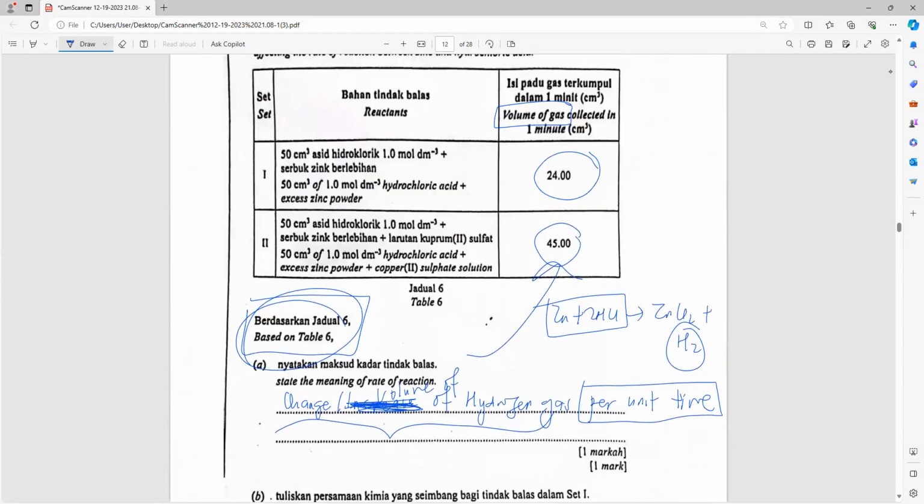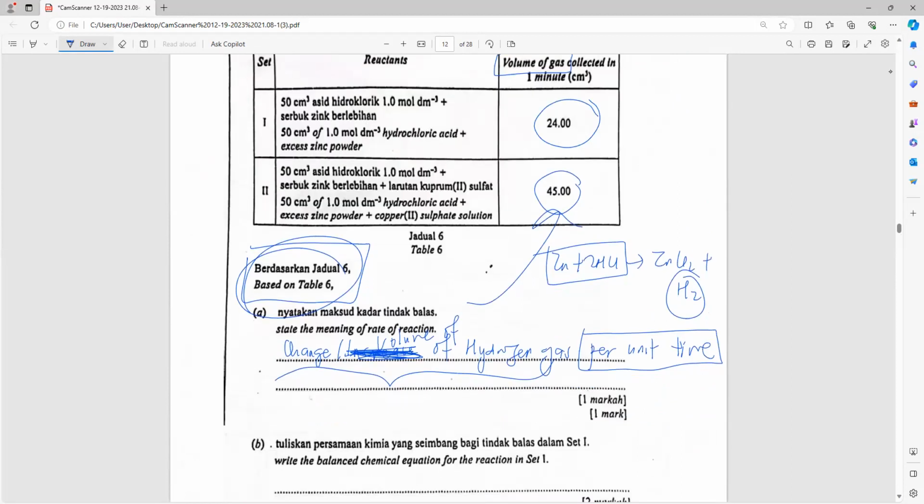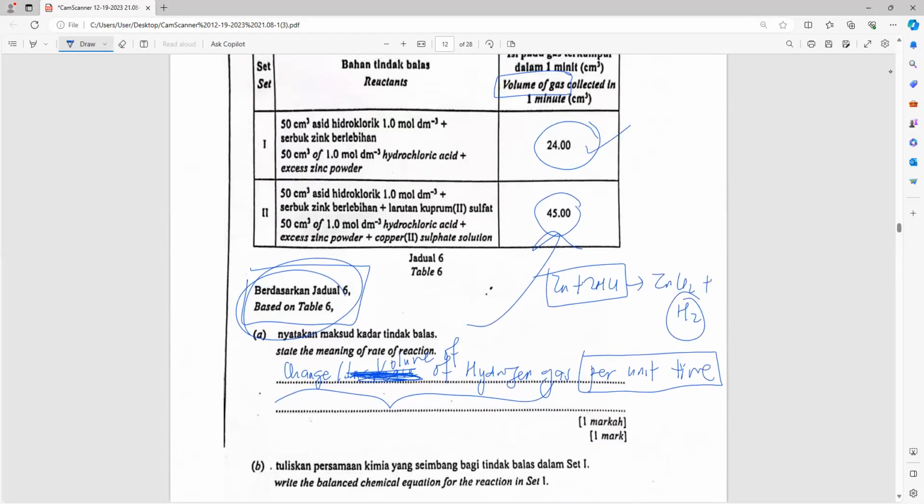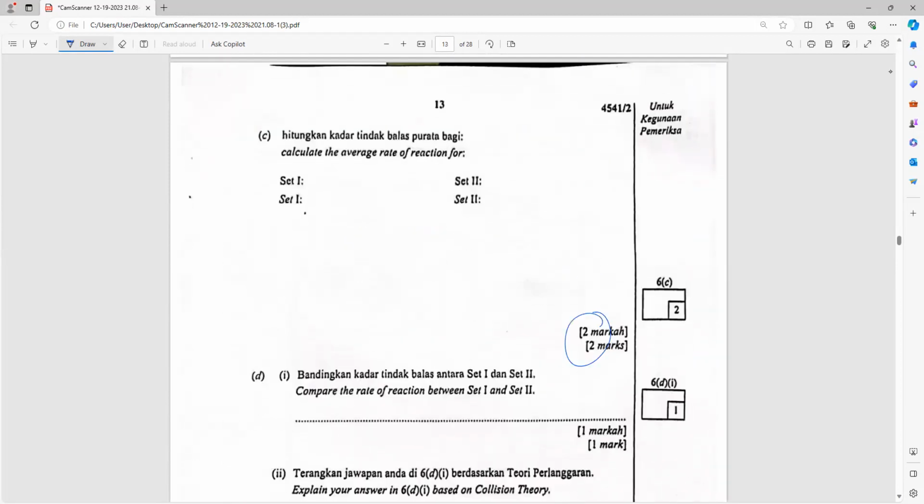So can you see 24 over 60 seconds? Yes, correct. So the first one will be 24 over 60 seconds. The second one will be 45 over 60 seconds. Okay, let's all do together.